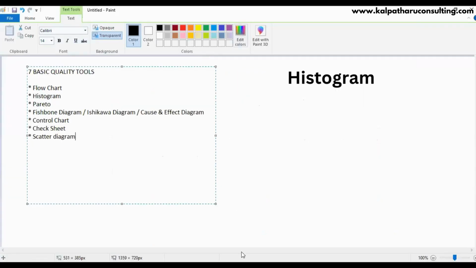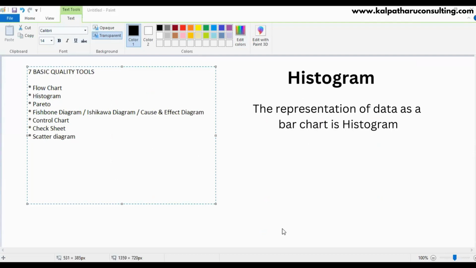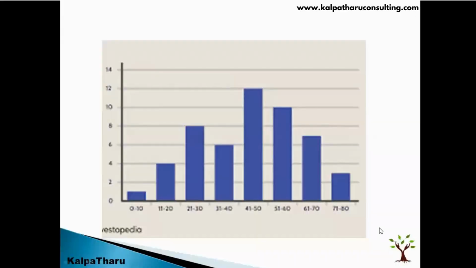Histogram. Histogram is nothing but your simple bar chart. In school days, you would have seen the representation of the data as a bar chart, which is what is histogram, right? So this is your histogram, and this is your bar chart, which is your histogram. So how this is useful?